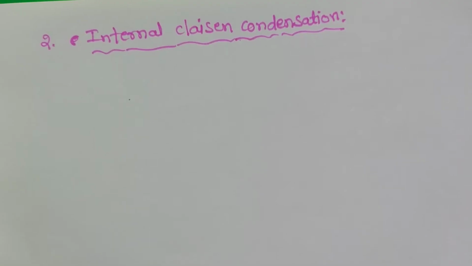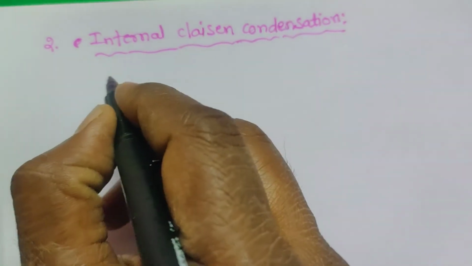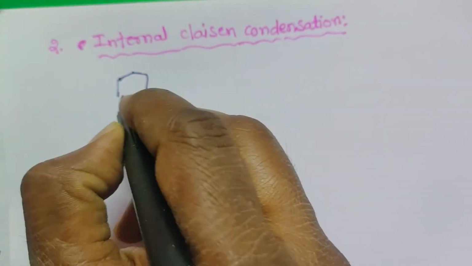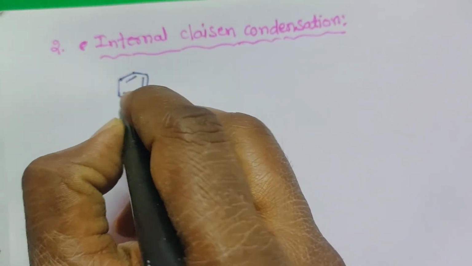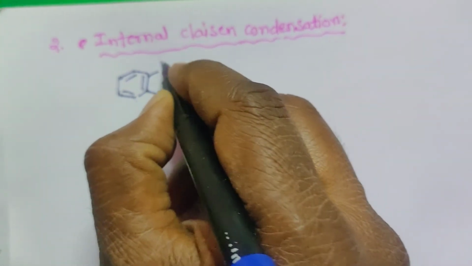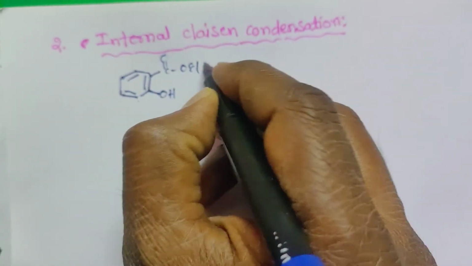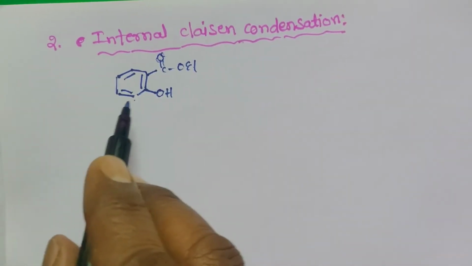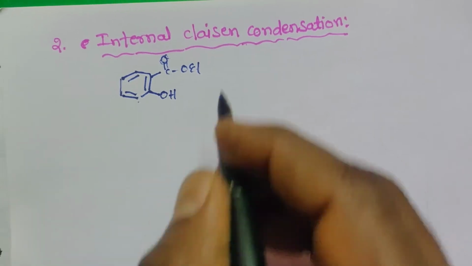We go for the second preparation method of the benzofuran, that is the internal Claisen condensation. Claisen condensation is a condensation of two ester molecules. So here the starting substance used in the internal Claisen condensation reaction is ethyl orthohydroxy salicylate. So this is the starting substance used in the internal Claisen condensation.